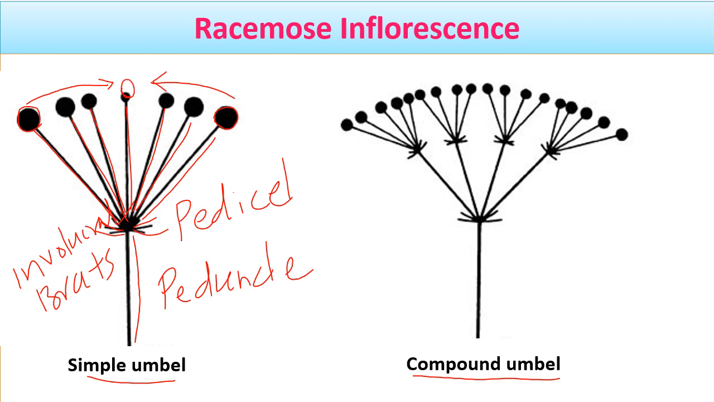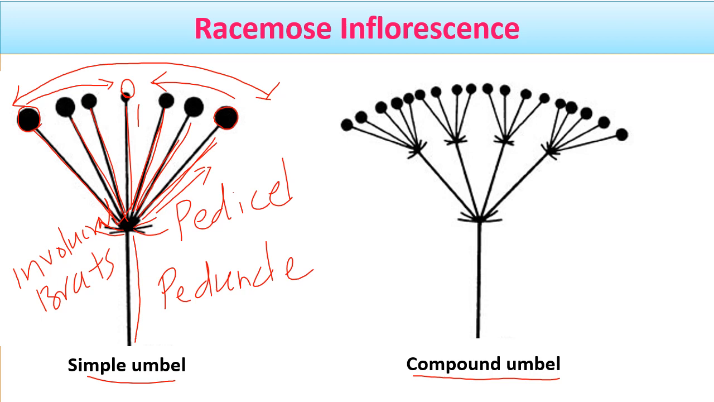One more thing you can see is that the length of the stalk is different. Here the younger stalk is longest and the older stalk is shortest, so this arrangement looks like a convex structure, resembling an umbrella, so this is called umbel inflorescence.